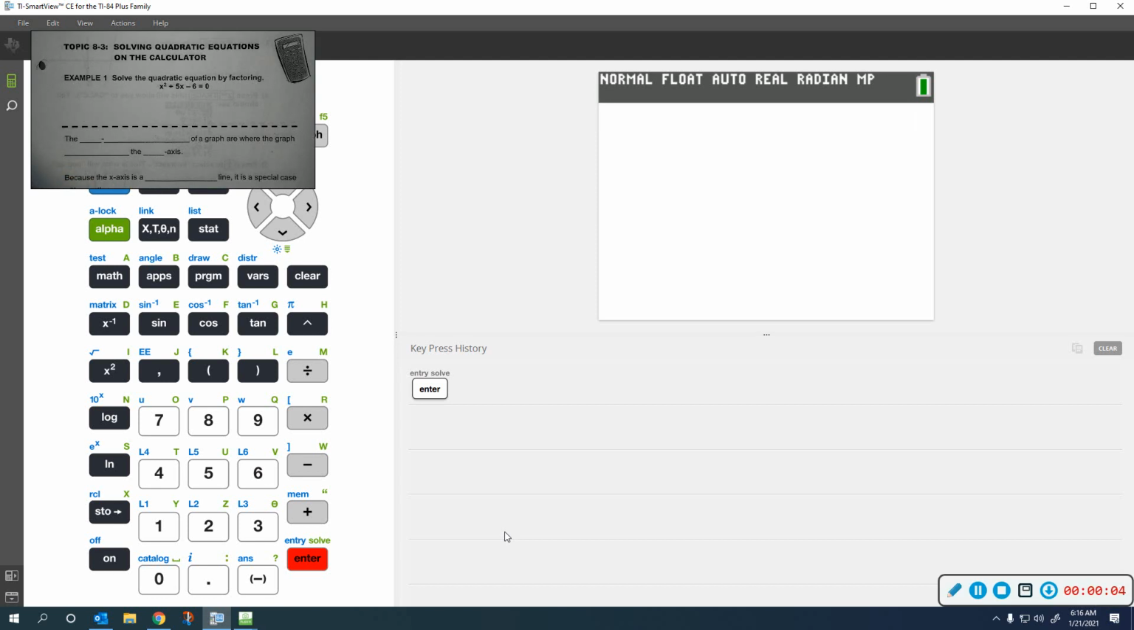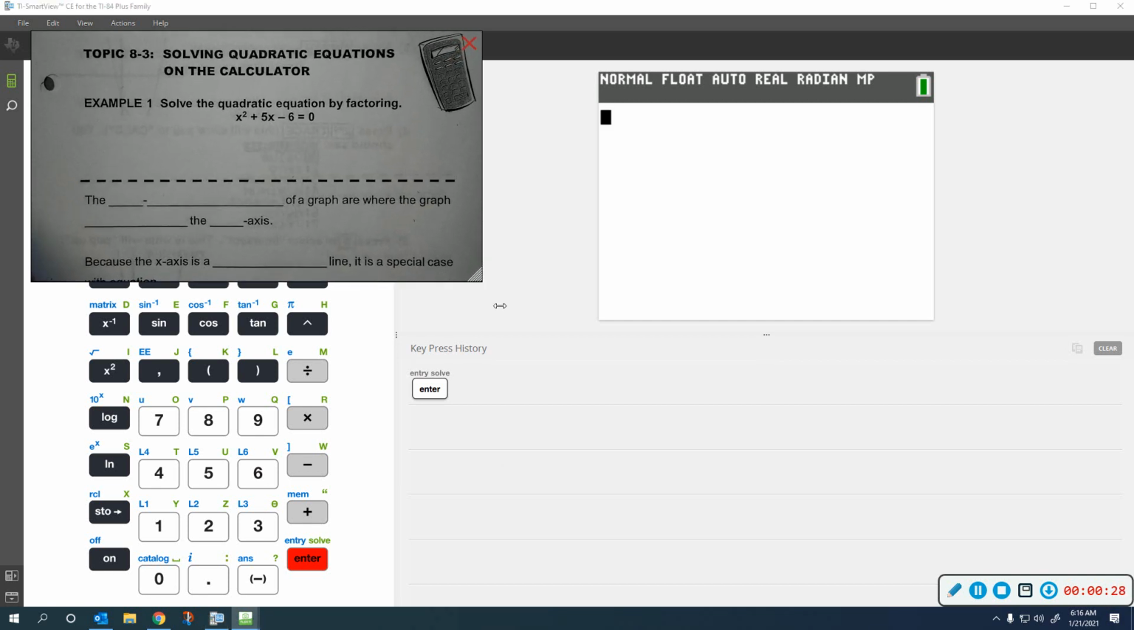Coach Day. Today's notes are going to be over solving quadratic equations on the calculator. So you will need your calculator app, or if you have a physical calculator at home, you can use that. I'm going to use the calculator app to show my explanations because everybody can download this. The link is in the classwork file. You can download it to your Chromebook.